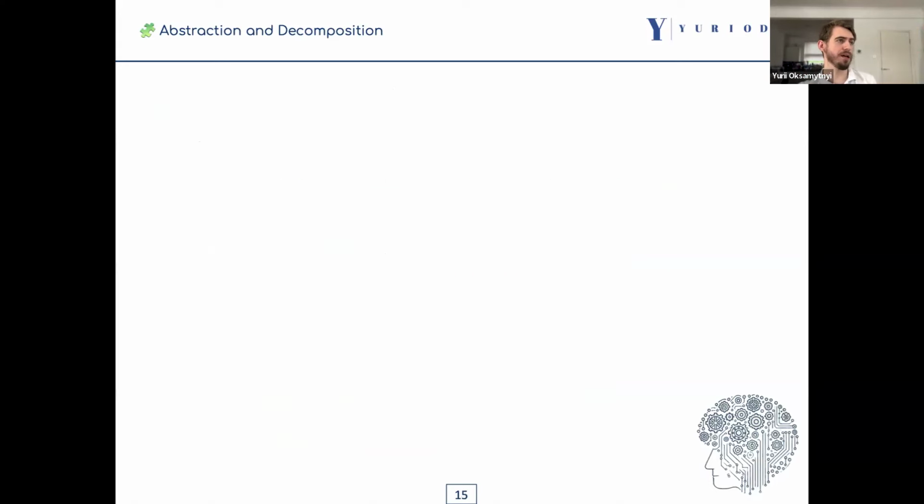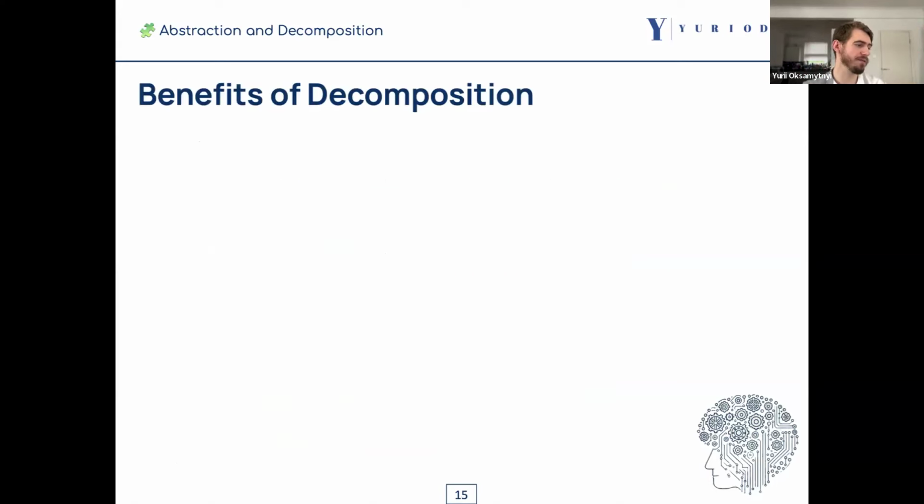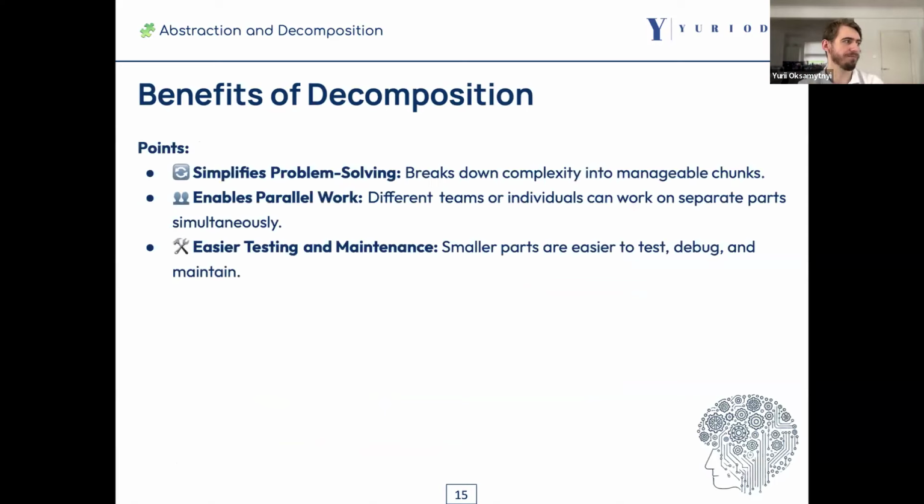And obviously, what are the benefits of decomposition? Again, simplified problem solving, enables parallel work, and easier testing and maintenance. Let's quickly go through each of them once again. Simplifies problem solving: breaking down difficult problems into a few smaller chunks that we can easily access. Parallel work, as I mentioned, the example with teamwork: each team is working on its own responsibility. And easier testing: it's easier to test smaller portions of code rather than trying to test how the entire program works.